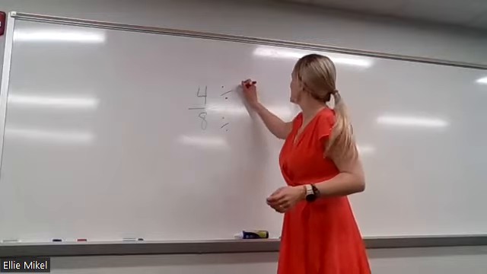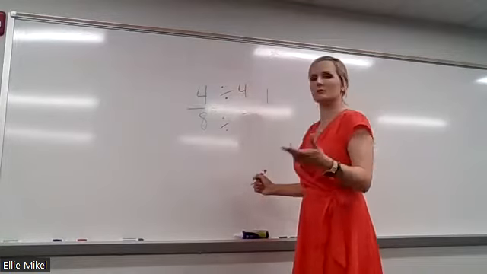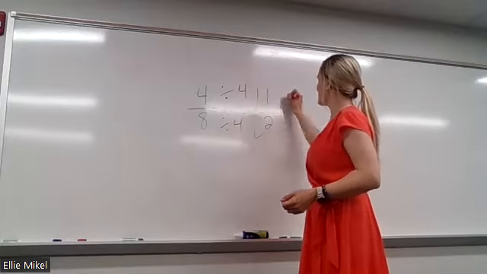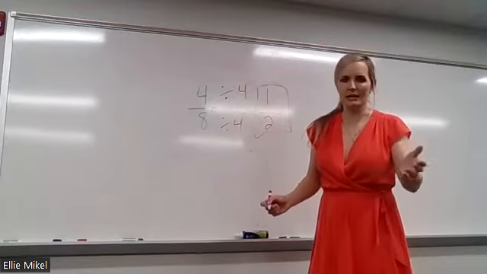If I choose that, 4 divided by 4 gives me 1, so it gives me a whole number. 8 divided by 4 gives me 2, so that gives us our simplest form. I can't reduce that any further.